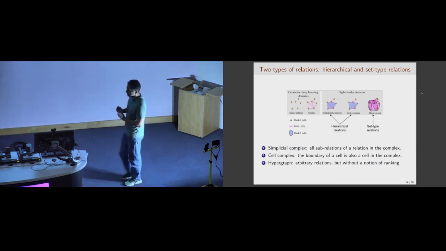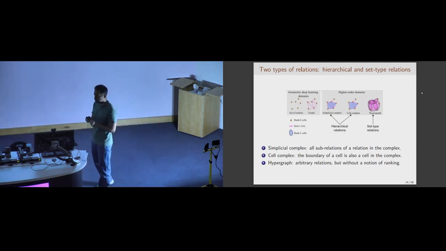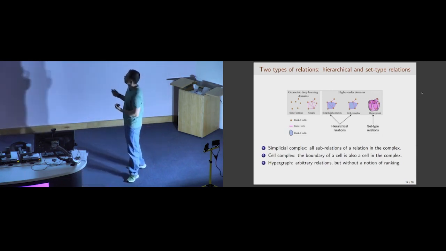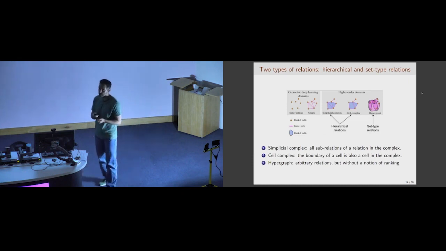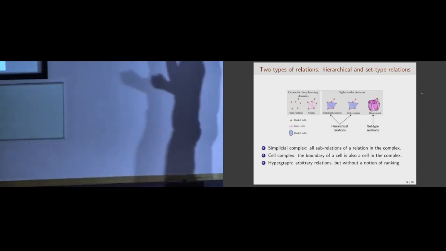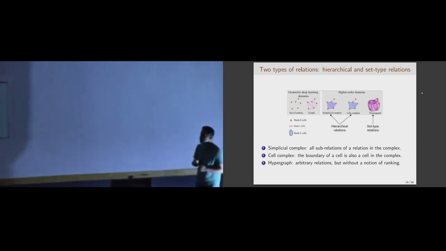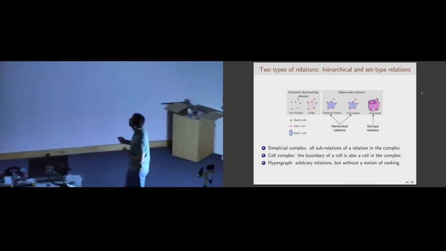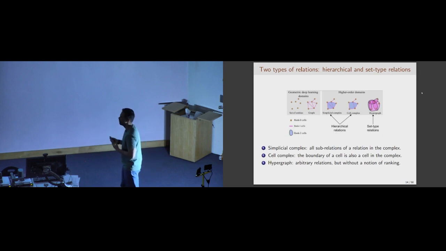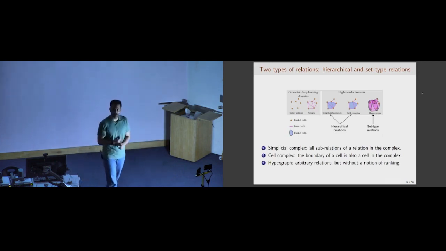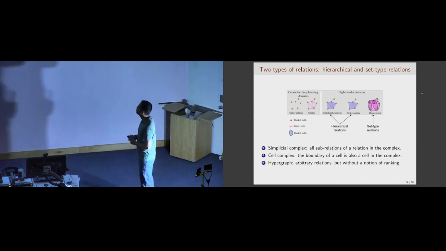Okay, so far in this slide I tried to exemplify, visualize and explain what we mean by hierarchical and set-type relations. And the distinguishing feature between the two is the presence or the absence of a rank function that allows us to rank different cells in the underlying structure. What is interesting now is that simplicial and cell complexes are useful. They have actually been used in practice a lot, both in applications and more broadly in topological deep learning, but they come with some restrictions.